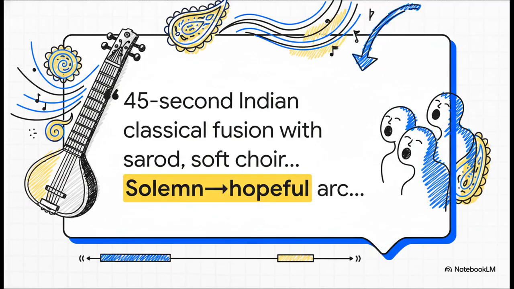This is a perfect example of how a detailed prompt is basically a director's brief for an AI musician. You're not just saying, hey, give me some Indian music. No way. This prompt specifies the exact length, the genre, the instruments. It even lays out the emotional journey of the piece, from solemn to hopeful. That level of detail is the key. It's how you get precision and the exact result you're imagining.